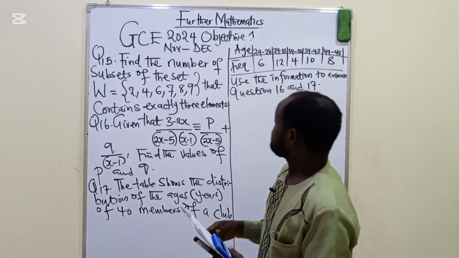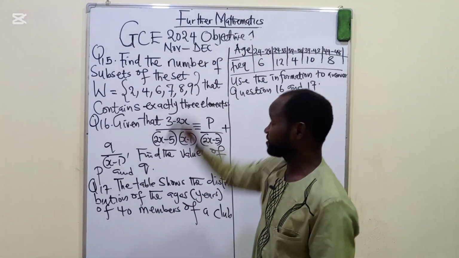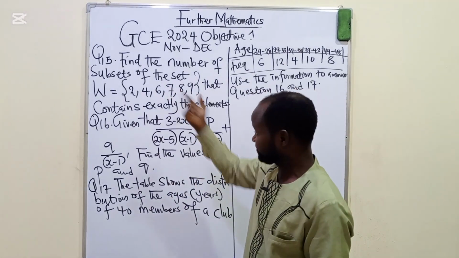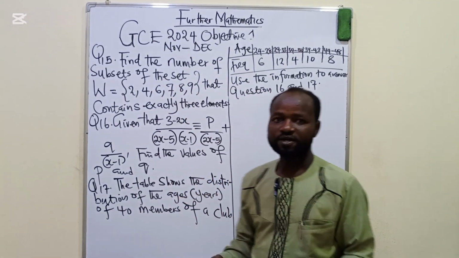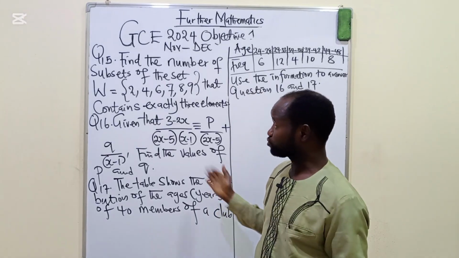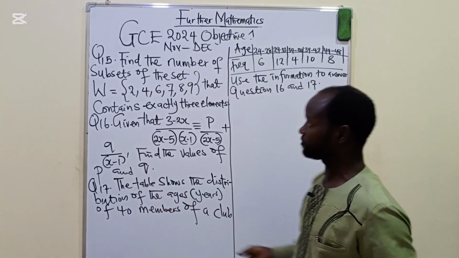Still on GC 2024 Objective Test 1 in November, December. This is further mathematics. With us here is question 15 to 17. In my previous video, I've solved question 1 to 14. Let's look at how we can handle these questions before us.